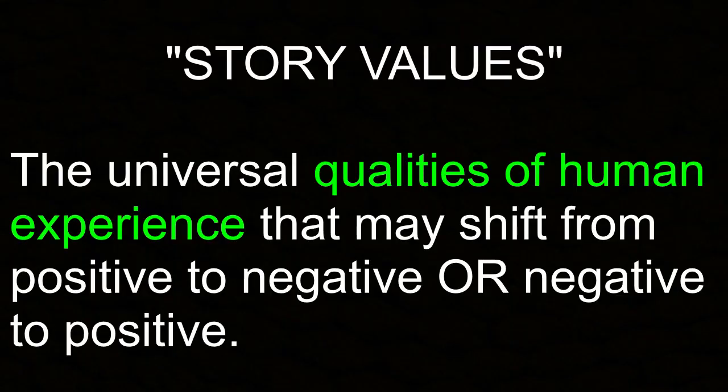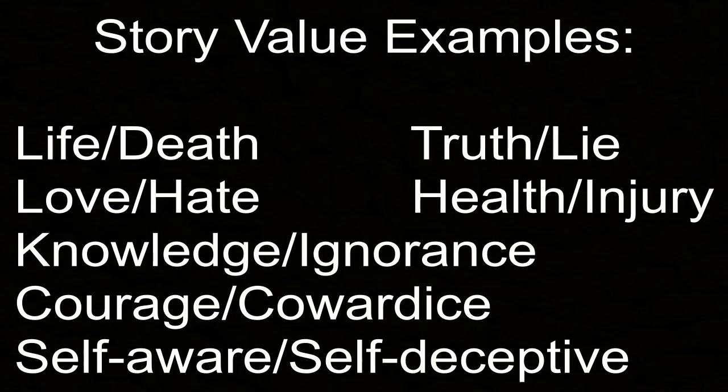Now he defines story values as these universal qualities of human experience that may shift over the course of a scene. And these things he breaks down into a lot of different examples, and they're always binary opposites. So in other words, things like life and death, or health and injury, love and hate, ignorance and knowledge. And I'll throw a list of them up here right now just so you can see some examples. But basically he's saying that in every scene there should be a story value at stake, and that story value should change from one to the other.